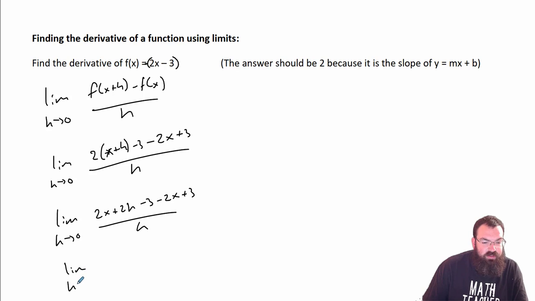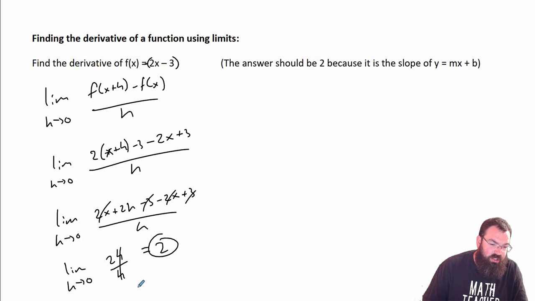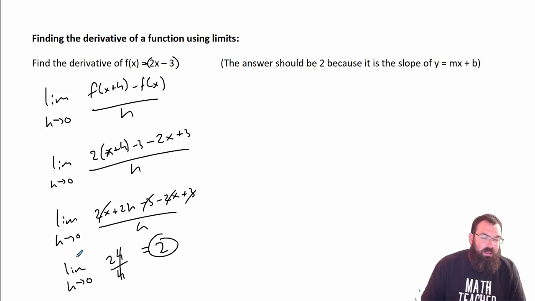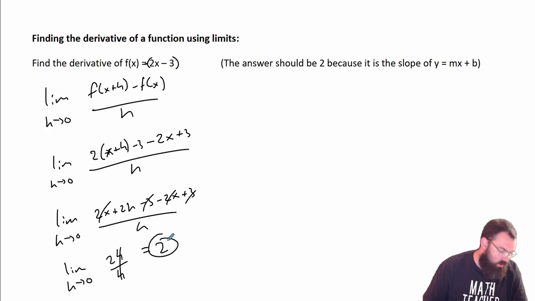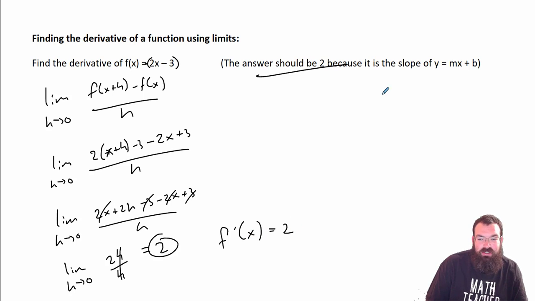Now you can see that stuff is probably going to cancel. The 2x's are going to cancel, the 3's are going to cancel. So I get 2h over h, which is equal to 2, because the h's are going to cancel, and that's a constant. The limit of a constant is always the constant. Alright, so therefore the derivative of f is equal to 2, and it tells me the answer should be 2 because the slope is 2.